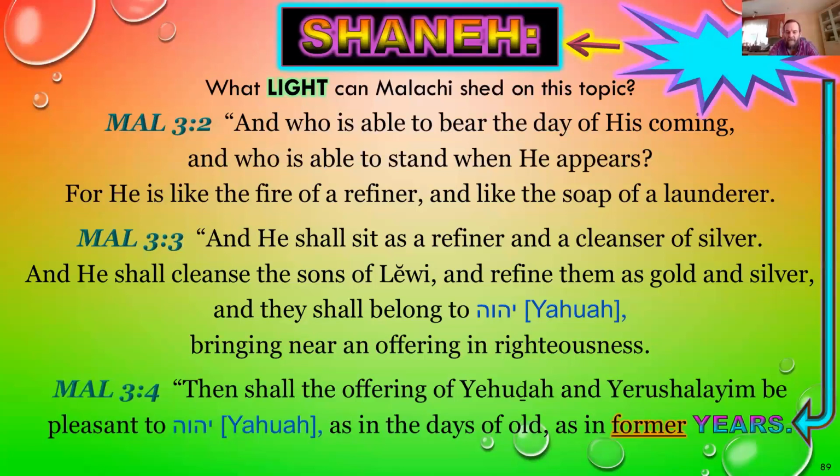And what does it say here? Pay attention. As in the days of old, in the former years. That, once again, is Shaneh. Good description. Let's go back up to the very first verse, verse 2, and let's connect this. And who is able to bear the day of his coming? This is the reference that Malachi is connecting with the former years, the former Shaneh years. So at his coming, there is going to be a 360-day Shaneh year, Tequfah to Tequfah. If you want to understand the ending, we need to understand the beginning. Very interesting words from Malachi.